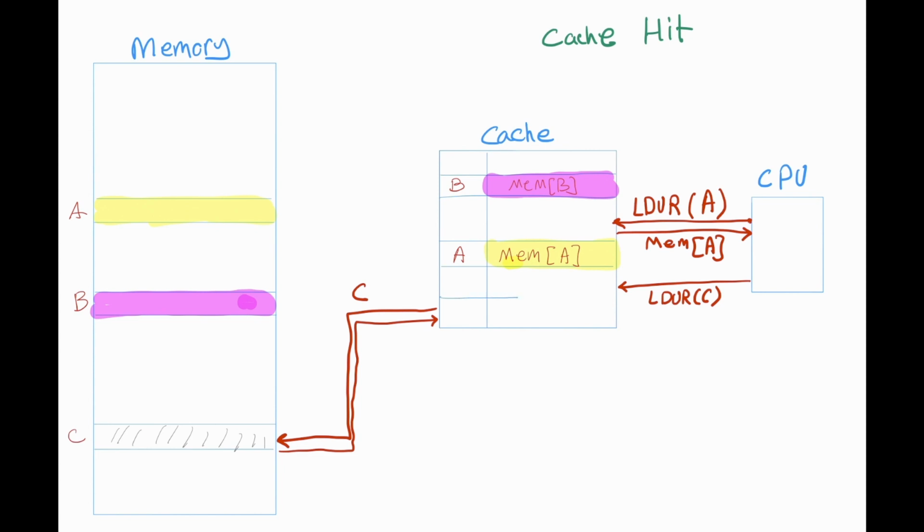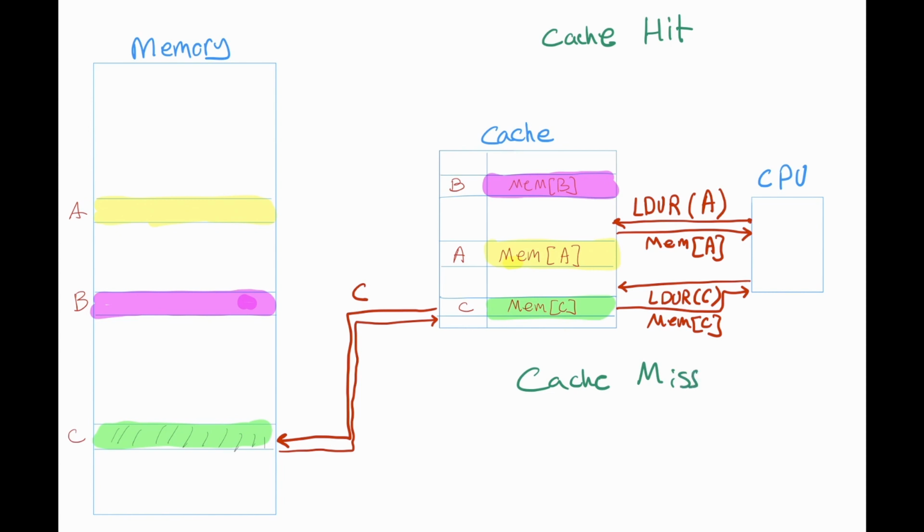Right? So maybe, for example, we decide to save it right over here. And now that we have fully saved that memory address here in the cache, we can go ahead and send the data back to the CPU. This scenario is called a cache miss.